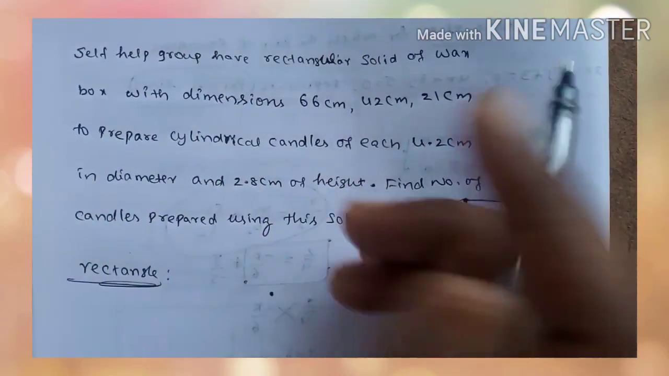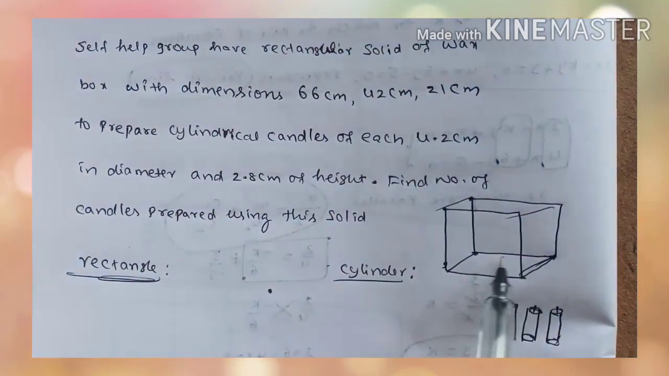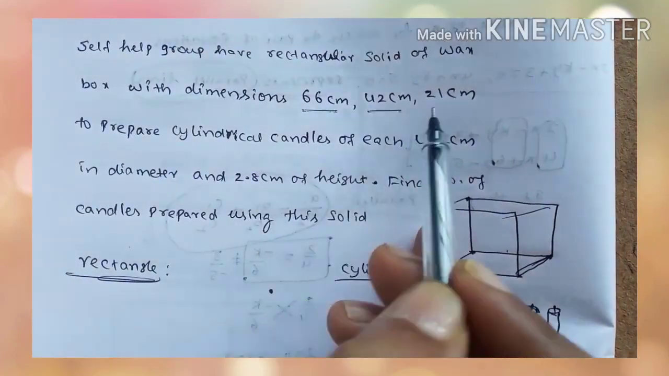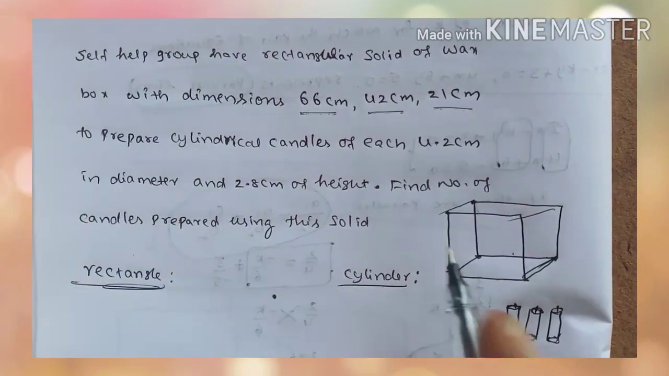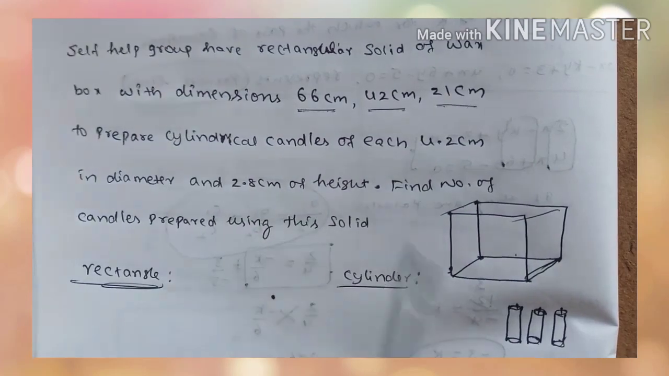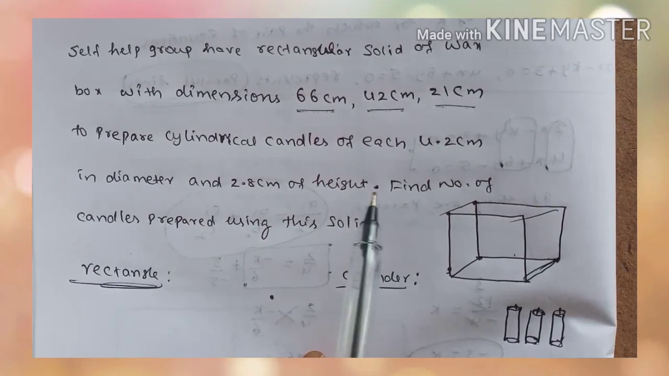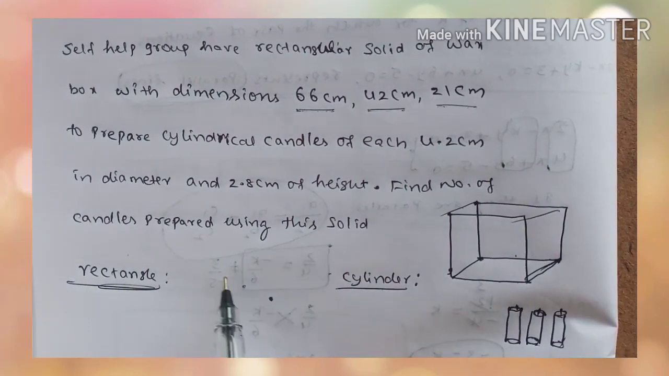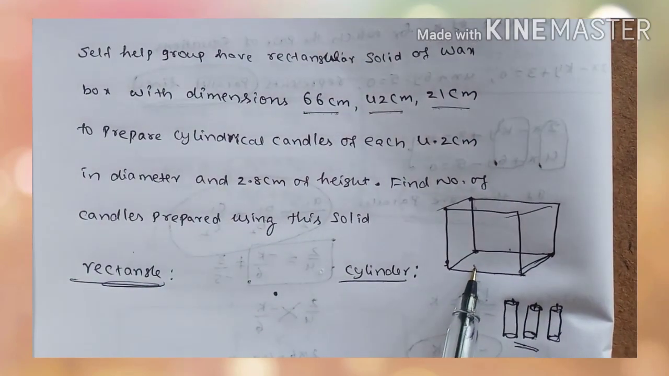Now the second question: a self-help group has a rectangular solid of wax with dimensions length, breadth and height. The given length value is 66, breadth value 42, height value 21. They prepare cylindrical candles of 4.2 diameter and 2.8 height. We have to find the number of candles. These are the smaller volume objects, and this is the bigger volume object.